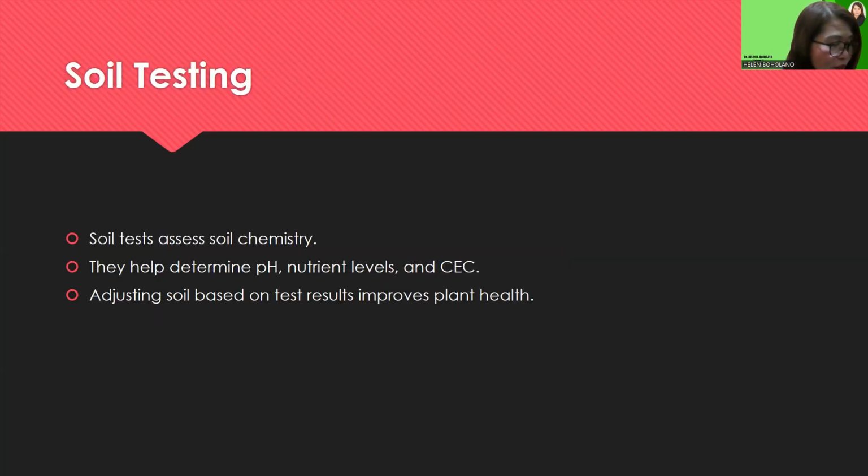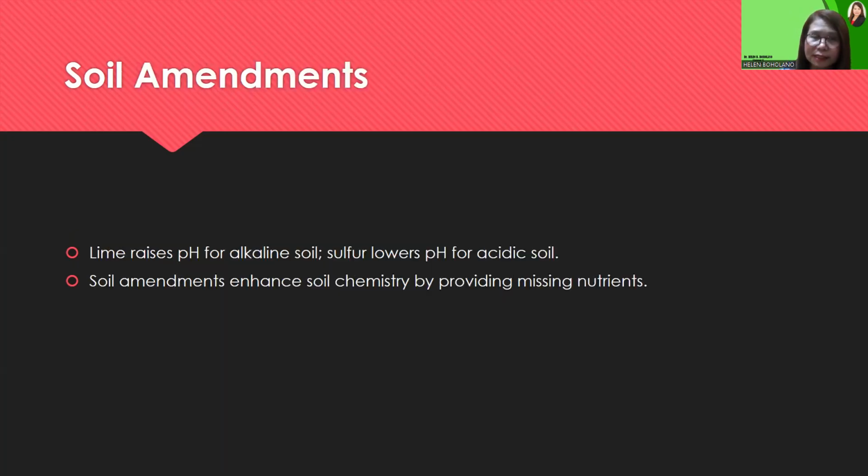Now, in the first part of our discussion, we already discussed soil testing, and this is very, very important. Soil tests assess soil chemistry. They help determine the pH, nutrient levels, and of course the CEC. Adjusting soil based on test results improves plant health. So we need to test the soil. Maybe only the engineers will have the groundbreaking for bridges, but for us agriculturists and farmers, we also need to have soil testing.